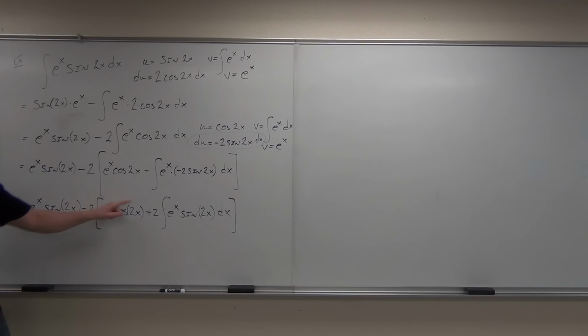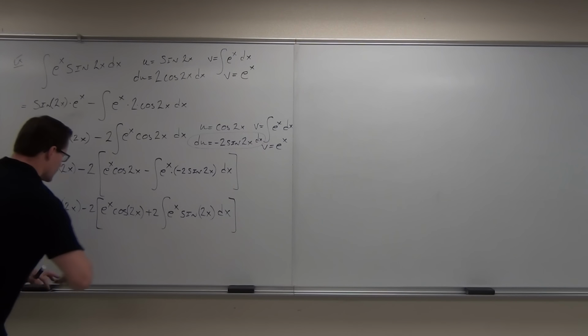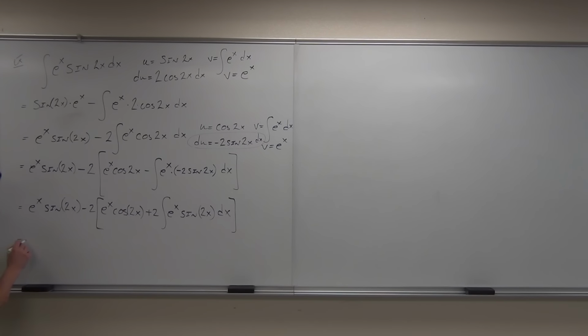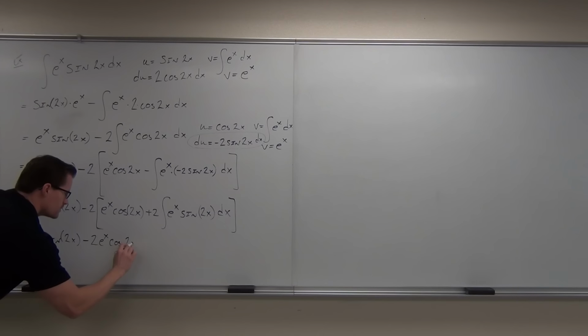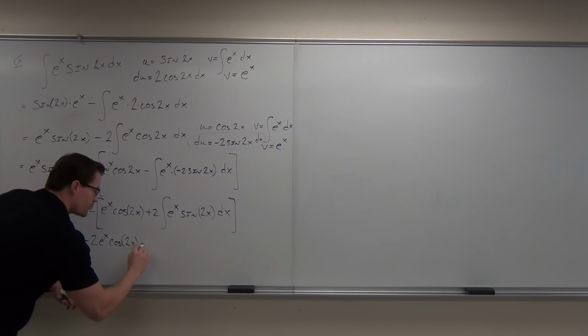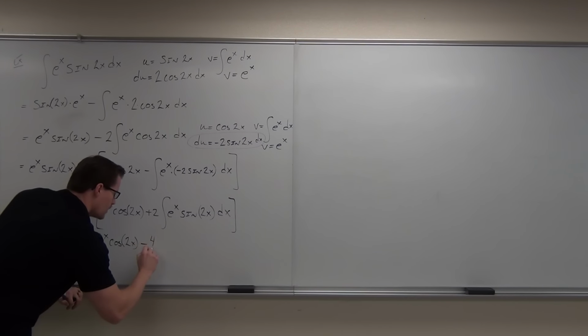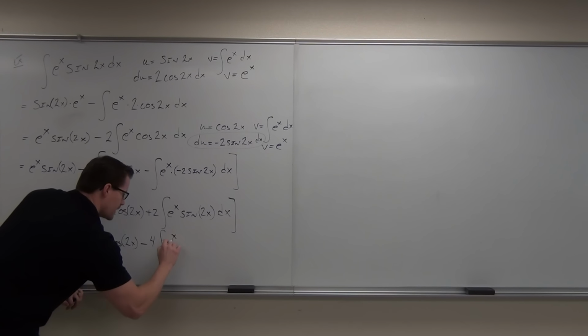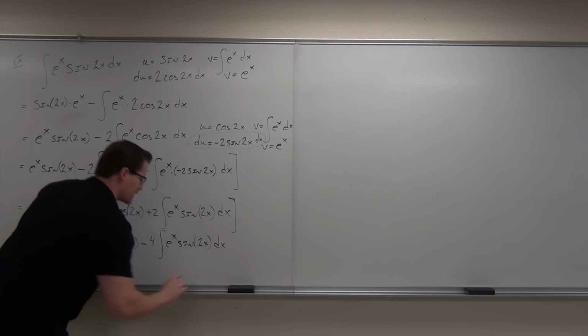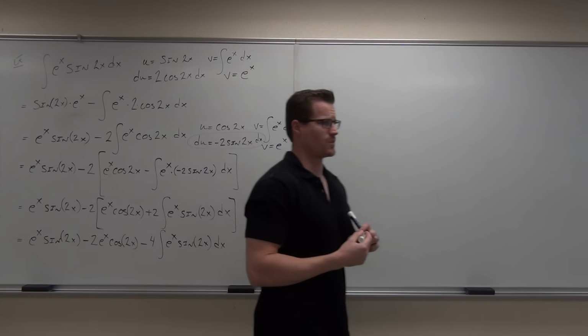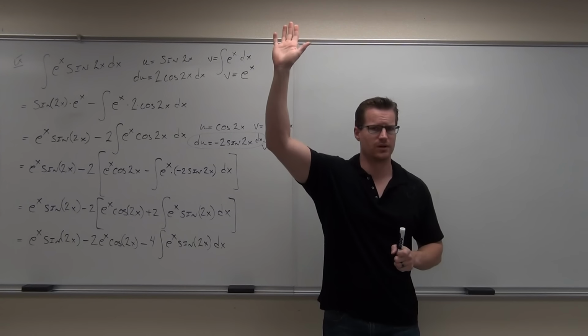If I distribute that, then what we end up getting is something really long, e to the x sine 2x, let's see, minus 2 e to the x cosine 2x. Yeah, minus 4, that's very good, because we're going to distribute. Minus 4 integral e to the x sine 2x dx, no more brackets. I want to know if mathematically you can make it there in your head, you feel okay with that one. Show of hands if you do.